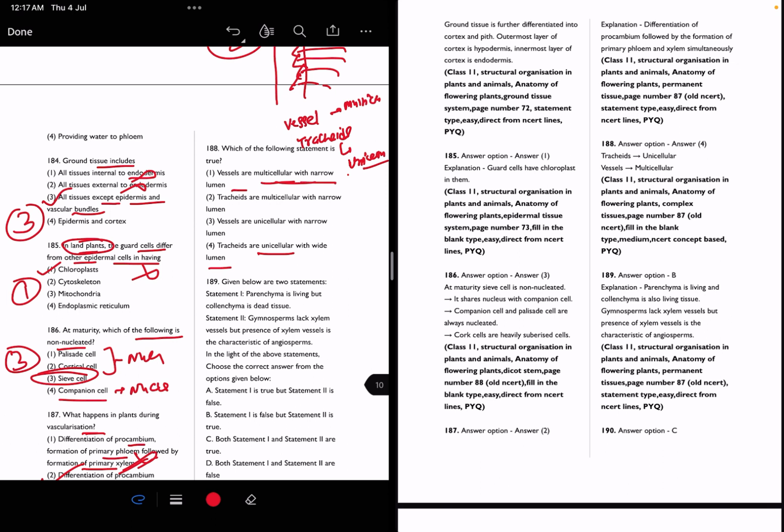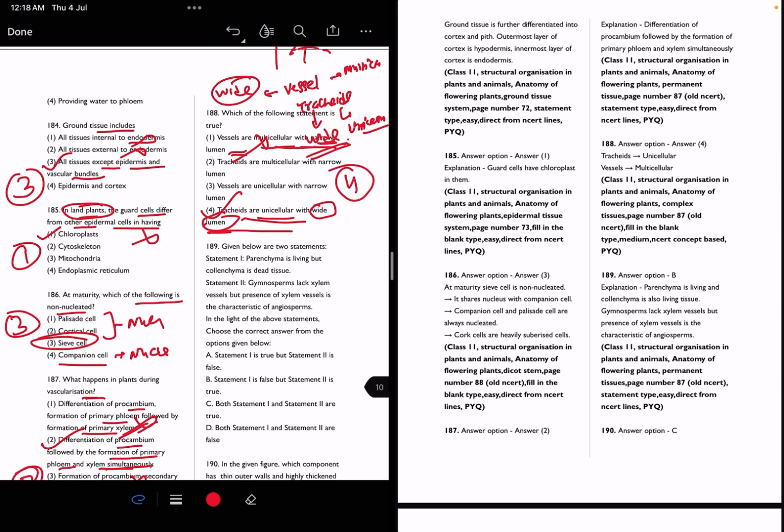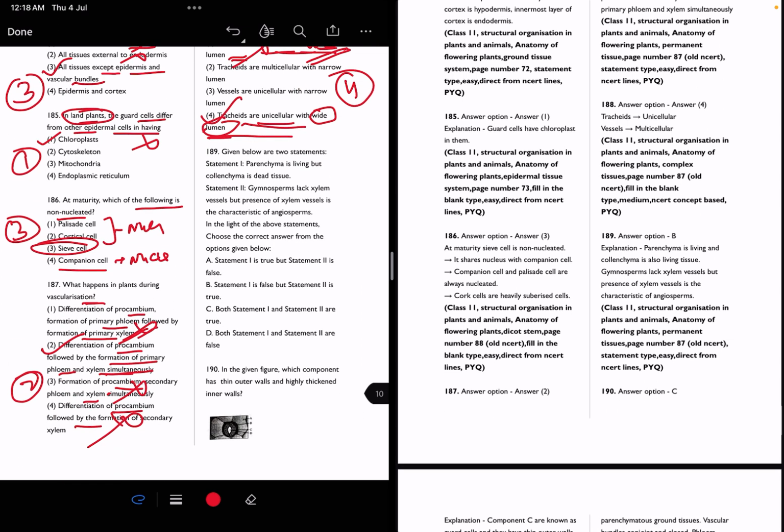So option 1 and option 4 are confusing options. With wide lumen or narrow lumen, tracheids have wide lumen, vessels have wide lumen. Here it is asking about narrow lumen, so there is no narrow lumen, only wide lumen. So the option is the fourth. Now question 189.